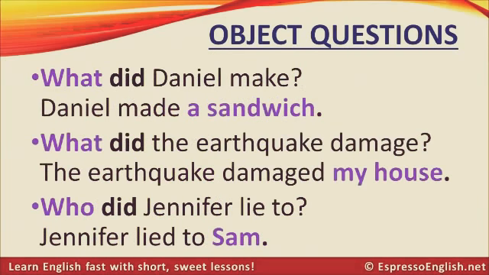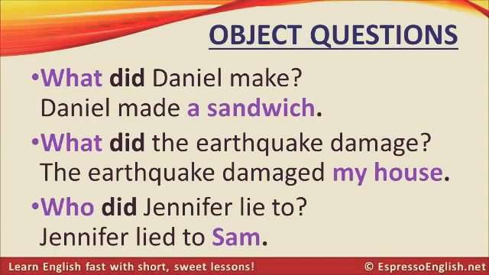In the simple past, we use the auxiliary verb did with object questions. For example, what did Daniel make? Daniel made a sandwich. We are asking about the object that Daniel made. What did the earthquake damage? The earthquake damaged my house.